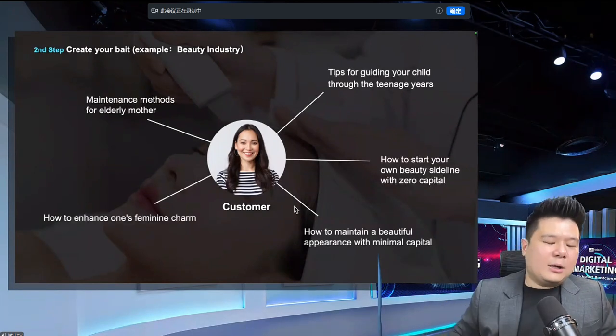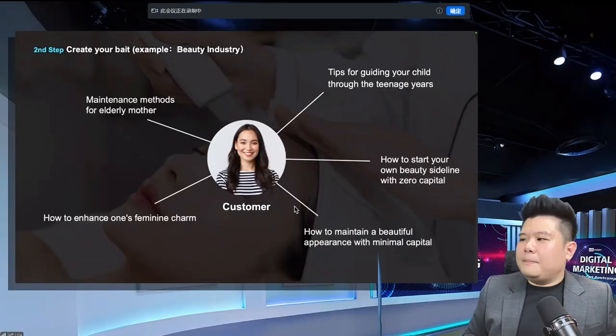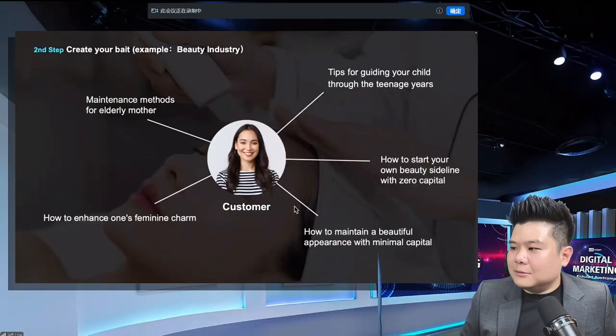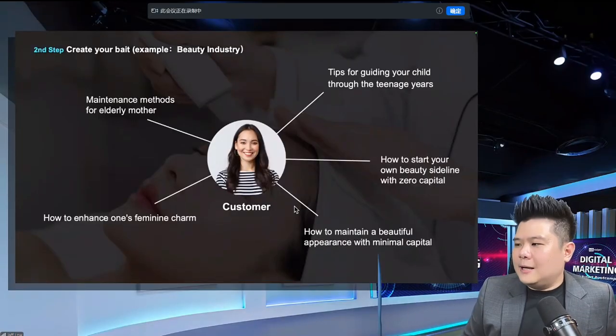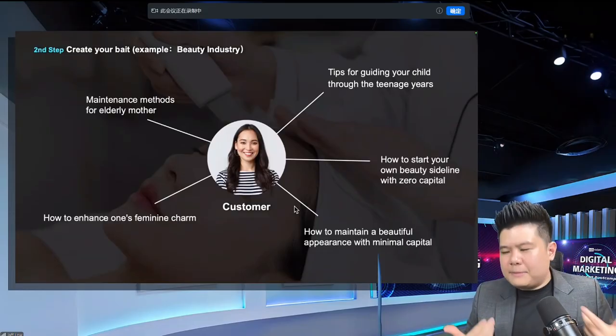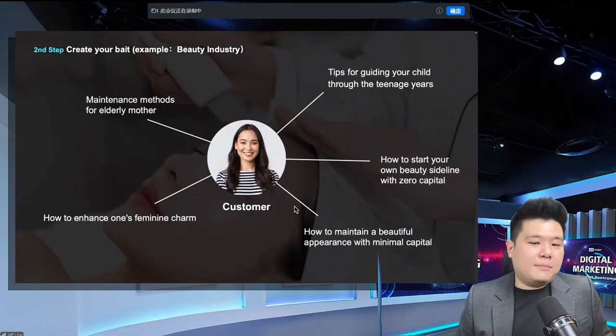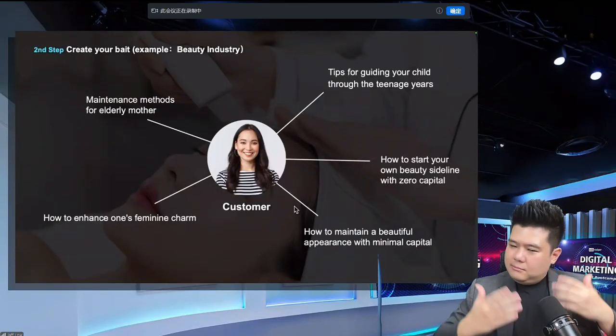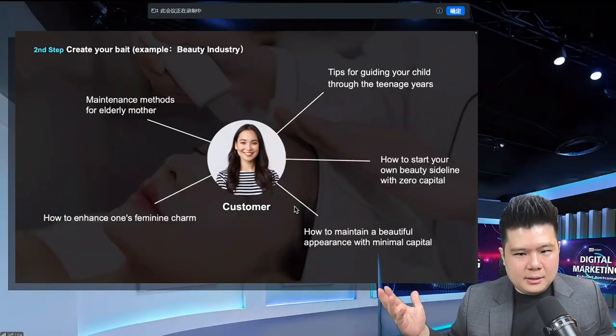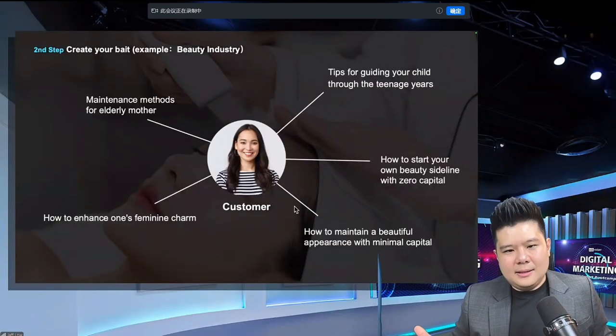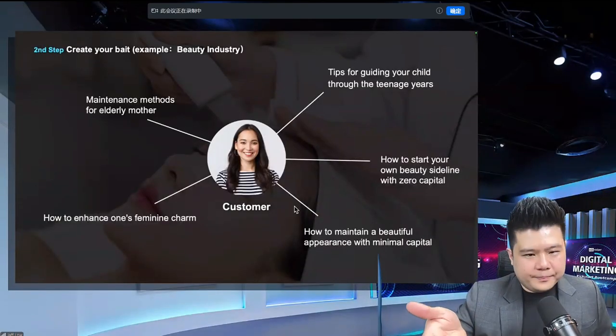Maybe some ladies want to start their own business, right? How to start your own beauty sideline with zero capital. How to maintain a beautiful appearance with minimum capital. How to enhance your charisma, enhance your charm. And the list goes on. There are tons of things that you can always go into.